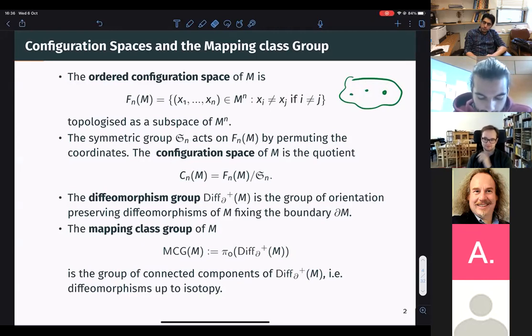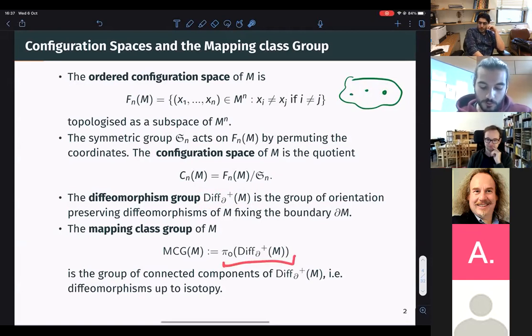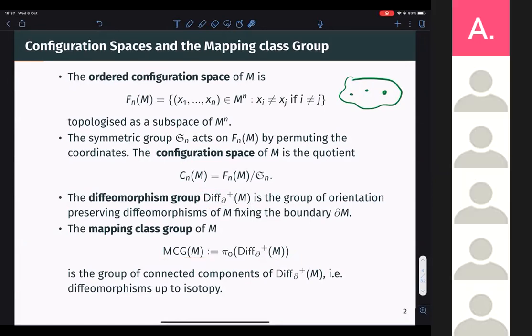Now, if M is specifically a manifold, I can consider its diffeomorphism group, which is the group of orientation preserving diffeomorphisms of M that fix the boundary pointwise. That's a group that people are generally interested in, but it's usually a big group. So we might want to just consider its connected components, in other words, diffeomorphisms up to isotopy. That's what I will call the mapping class group of M.